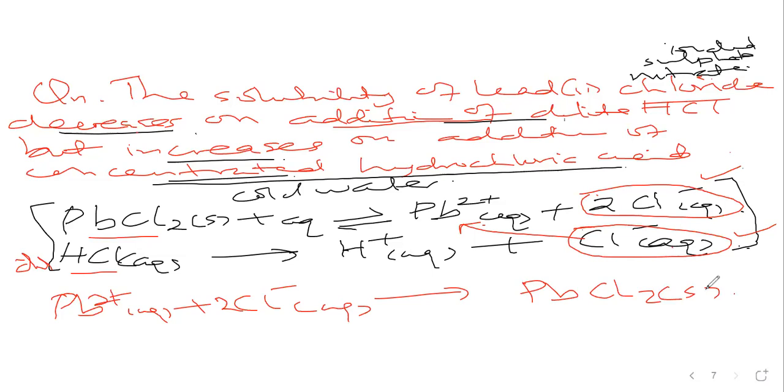Are we together? To precipitate insoluble lead 2 chloride. So when the insoluble lead 2 chloride is precipitated, the reason for its precipitation is to do what? To restore equilibrium and to maintain the value of the equilibrium constant.